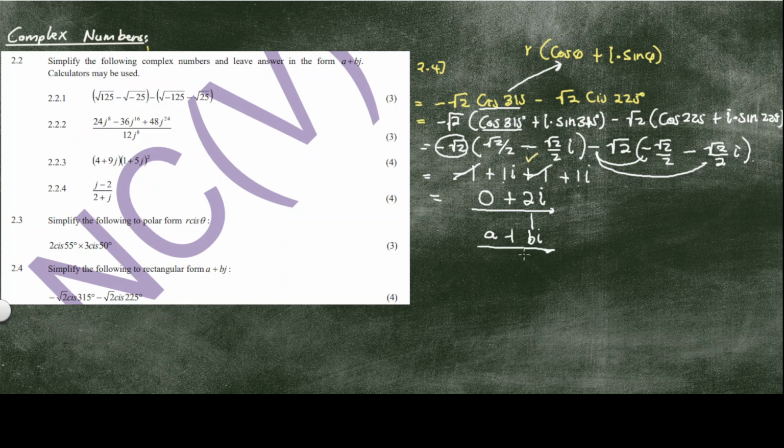Had you worked with decimals, your answer was going to come out as 1.999 something. But it's close to 2. It's also correct. However, it's way easier if you work with the surds.